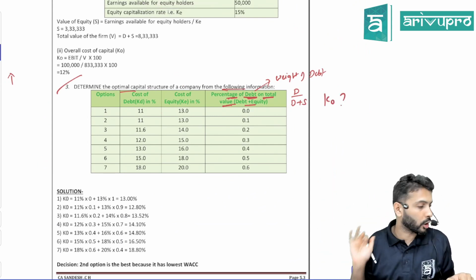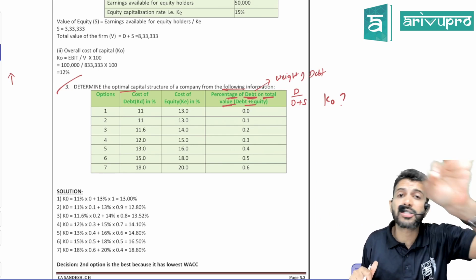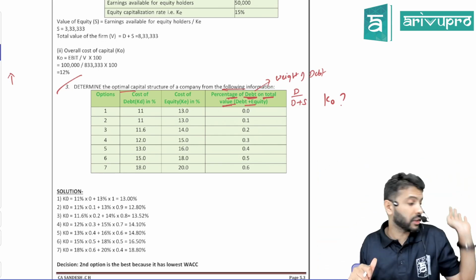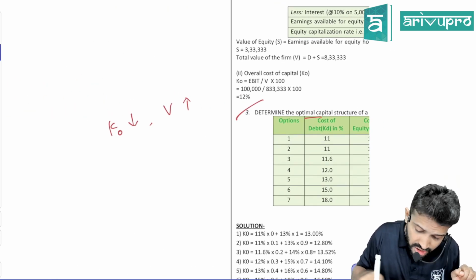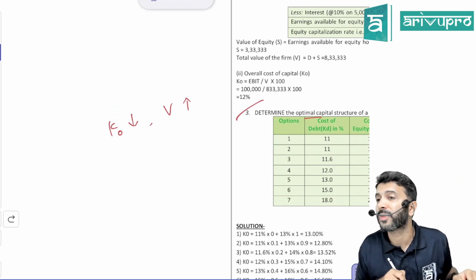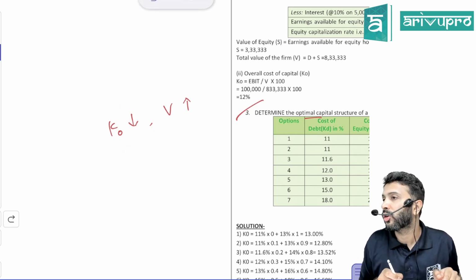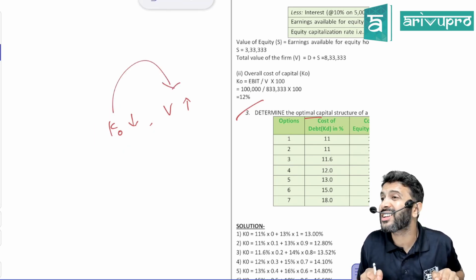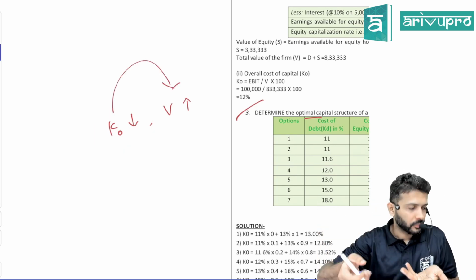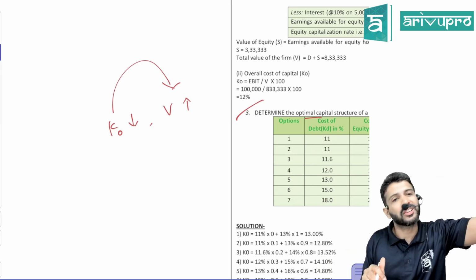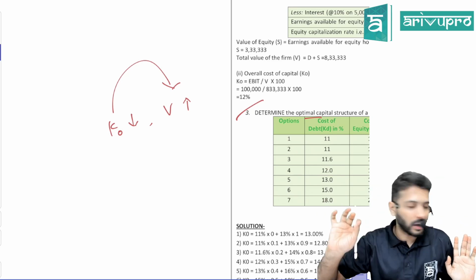5 minutes. All you need to find out is, sir, you need to find out the optimum capital structure. We know this already, sir. If the overall cost of capital reduces, value of the firm increases. Yes, no? That means under all the 7 options, we just need to find out overall cost of capital. Choose that option which has the lowest KO, because the lowest KO implies the highest value. That is your optimum capital structure. That's all.